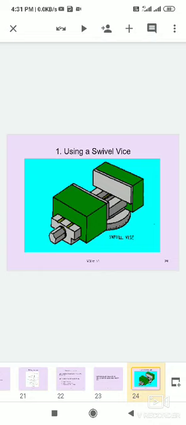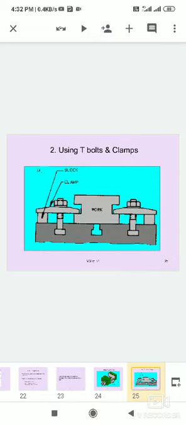To adjust to the workpiece sizes, it is fixed on the bench floor, and it can easily hold different workpieces, irregular shapes and cylindrical shapes. Some different types of workpieces can be fixed on the vise. Using T-bolts and clamps, it has T-bolts and clamps.